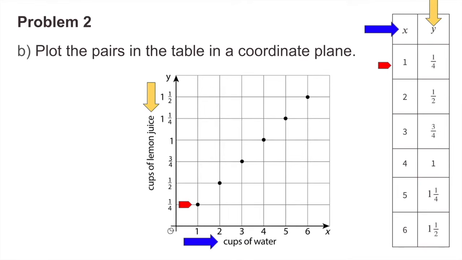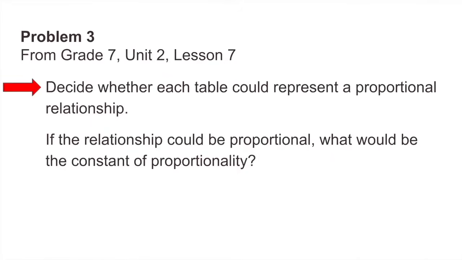1 cup of water, 1/4 cup of lemon juice. 2 cups of water, 1/2 cup of lemon juice. 3 cups of water, 3/4 of a cup of lemon juice. 4 cups of water, 1 cup of lemon juice. 5 cups of water, 1 1/4 cups of lemon juice. And 6 cups of water, 1 1/2 cups of lemon juice. Now that I plotted the pairs, you can see that it's a proportional relationship because they make a straight line.